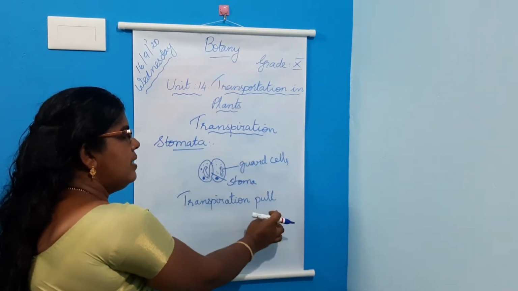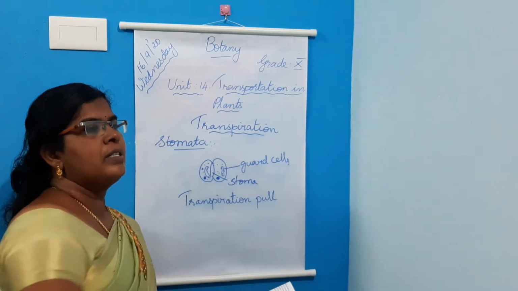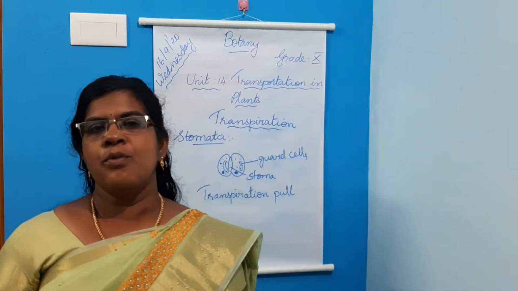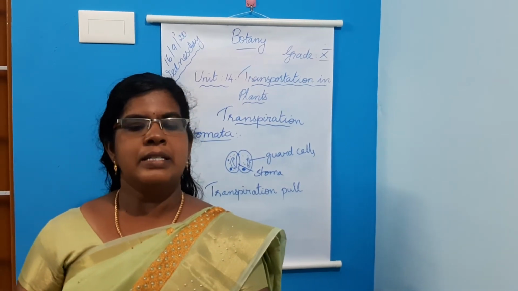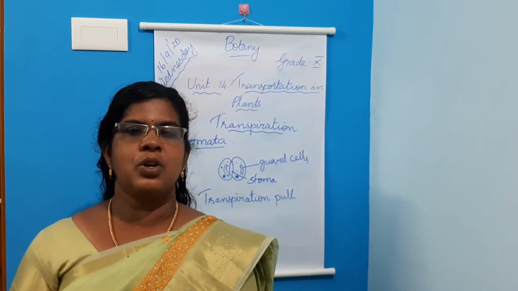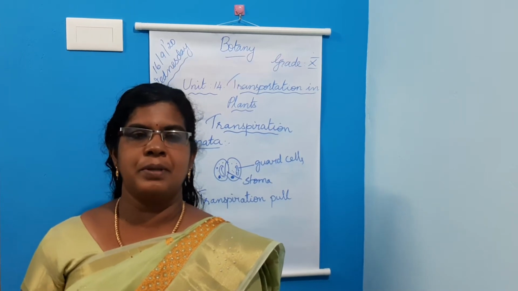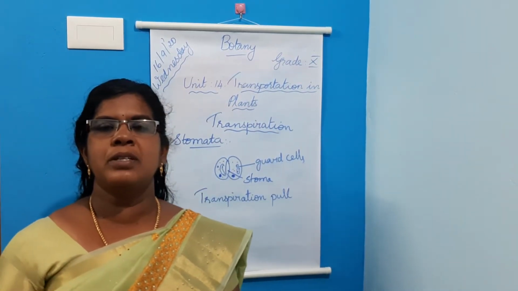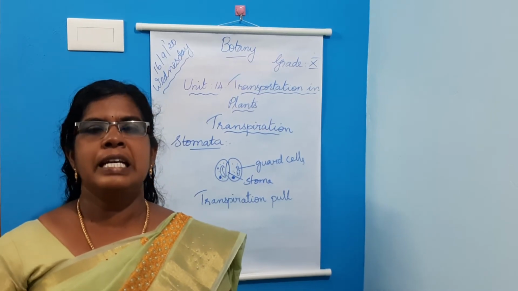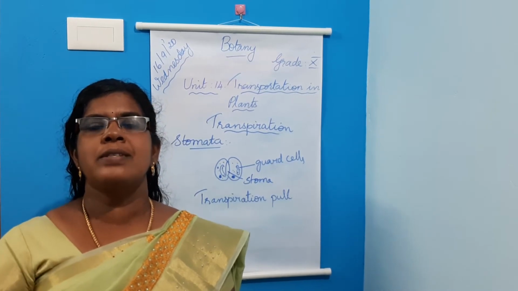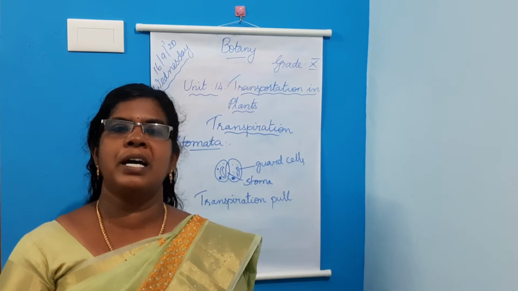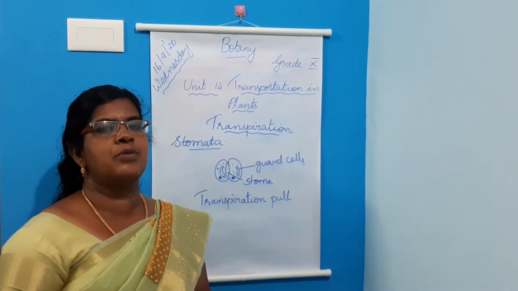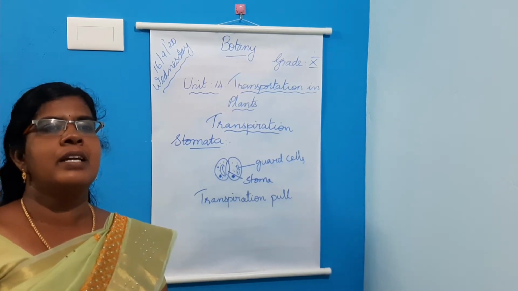transpiration process creates transpiration pull for the transport of water. Then it supplies water for photosynthesis. Then it transports minerals from soil to all parts of the plant. Then the fourth importance is it cools the surface of the leaf by evaporation. Then it can keep the cells turgid and thus maintain their shape.